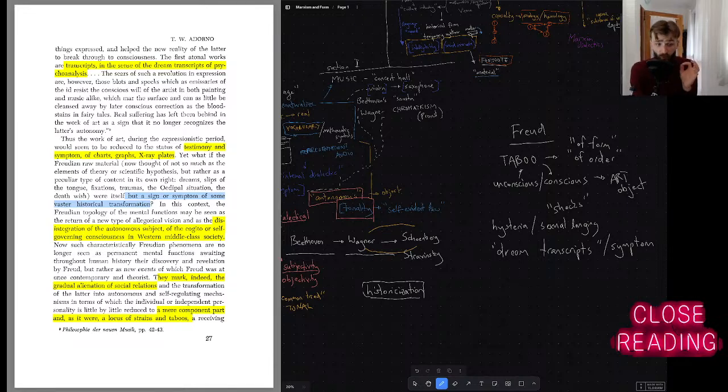In this context, the Freudian topology of the mental functions may be seen as the return of a new type of allegorical vision and as the disintegration of the autonomous subject, of the cogito or self-governing consciousness in Western middle-class society. So, for Jameson, all of this stuff about Freud, the unconscious, dreams, etc., has something to do with the subject, certainly, and the subject in modern society in particular.